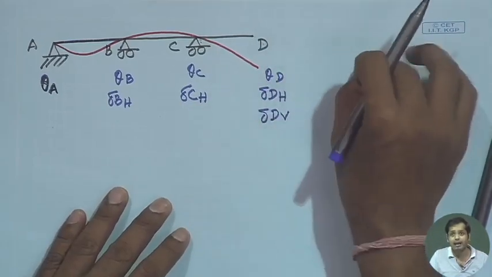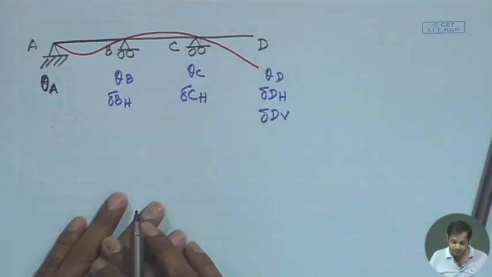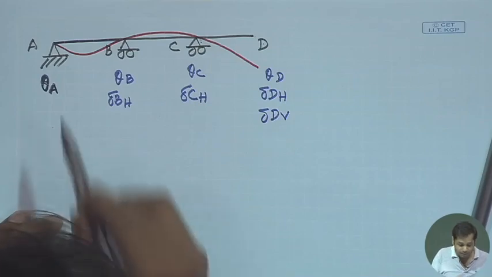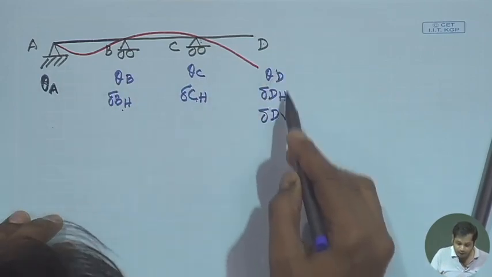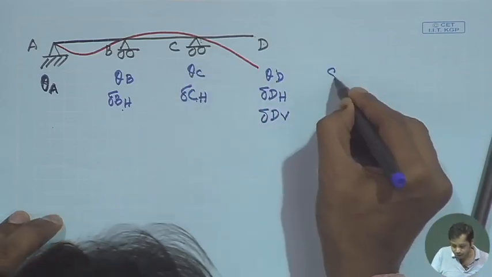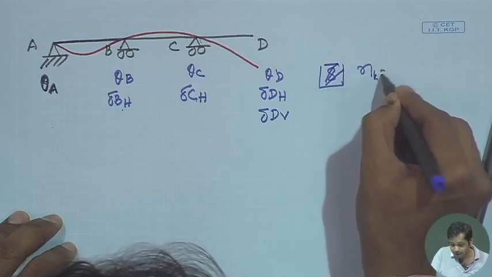So in a planar structure, at any point we have 3 degrees of freedom. So all 3 degrees of freedom the point D has. Now, so total how many degrees of freedom does it have? 1, 2, 3, 4, 5, 6, 7, 8. So here total degrees of freedom is 8. Okay. Total degrees of freedom is 8, means Nk is equal to 8.